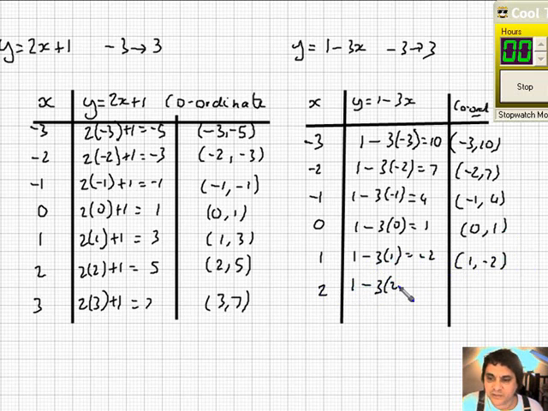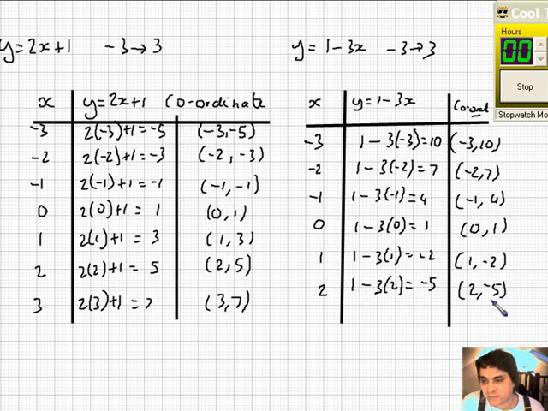1 minus 3 lots of 2, well 3 lots of 2 is 6. 1 take away 6 is going to be minus 5. That gives us (2, -5). And look, minus 2, take away another 3 is minus 5. So I'm very confident we got it right. Right, last one. 1 minus 3 lots of 3. Well, 3 lots of 3 is 9. But it's negative, so 1 take away 9 is going to be minus 8. And yes, we've gone down another 3.